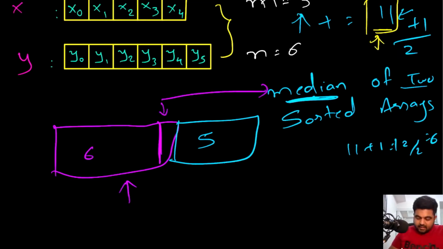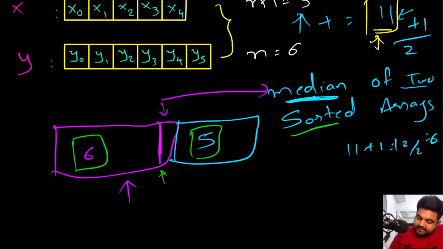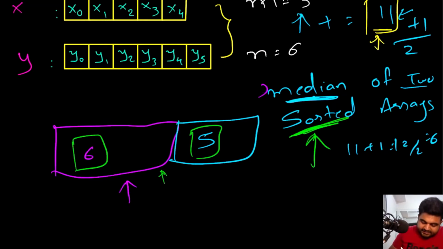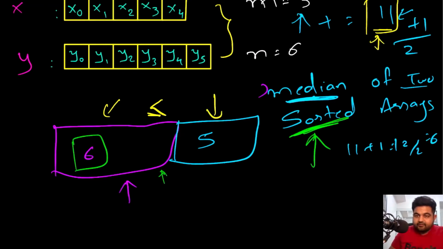Now the thing is, how can we define that this maximum value is going to be the median? What properties are we going to take for this partition of 6 and 5 values that we are trying to create? And the answer lies right in front of our eyes: the sorted property has to be maintained. What does it mean that the sorted property has to be maintained? It means that all of these 6 values on the left partition have to be less than or equal to the values of the 5 on the right-hand side. That is a very important property for us to understand.